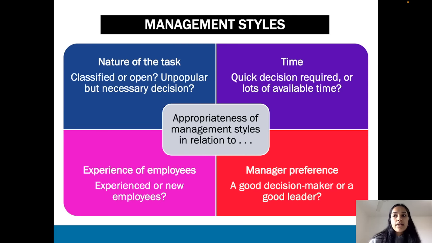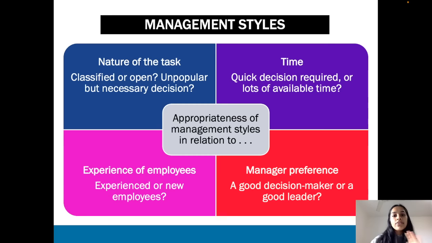So in the case where employees are not experienced, maybe using a consultative management style wouldn't be the best option, because with the consultative style, we know the manager considers the inputs of employees, and therefore if employees don't have that experience, they might not be able to offer credible or valuable inputs, and that might lead to a wrong decision being made.